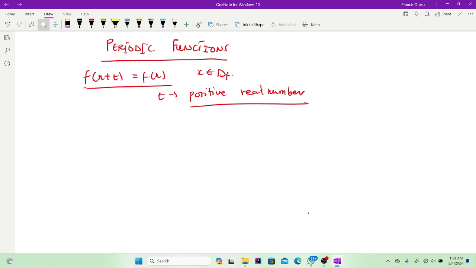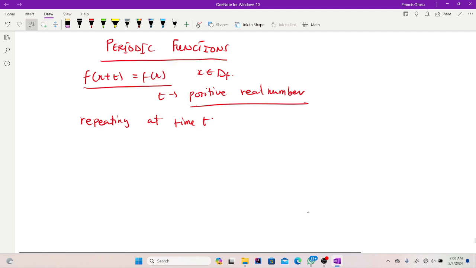This means that a periodic function is any function that keeps on repeating itself at time t. So the function will undergo transformation, but at the point t it will come back to as it was before. That is the concept of periodic functions. It will move through different transformations, but at the time t.